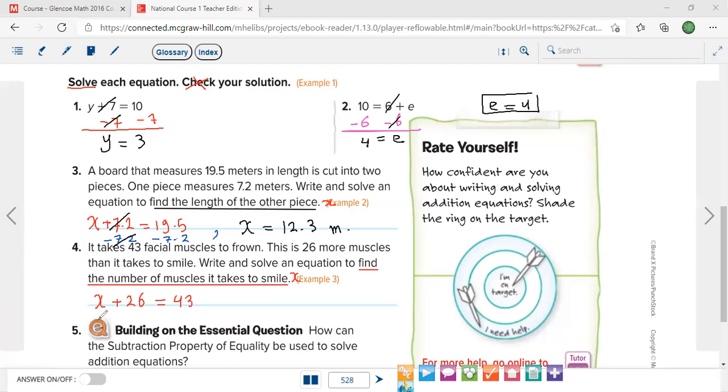x, the number of muscles we use to smile, plus 26 equals 43, the number of muscles we use to frown. Now we are going to minus 26 from the left-hand side, minus 26 from the right-hand side. Of course, plus 26 will vanish minus 26. So x remains in the left-hand side. Now 43 minus 26 will give you 17. Of course, 17 muscles.